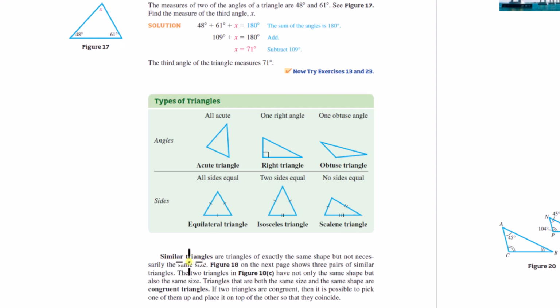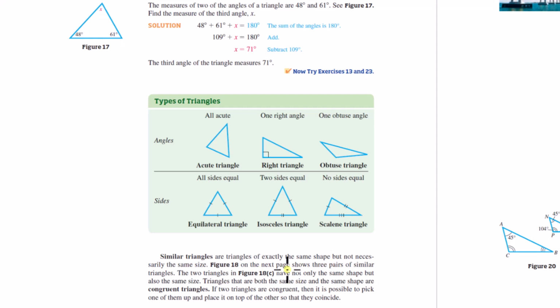All right, similar triangles are triangles of exactly the same shape, but not necessarily the same size. So they have the exact same shape, but not the same size. Or they could have the same size, and that's like if you have two triangles that are the exact same triangle, then they're congruent and similar, but that's kind of like a trivial case. But in general, if you have two triangles that aren't the same, but they're similar, then they have not the same size, but the same shape. And the way you think about having the same shape is that they have the same angles, like the corresponding angles are the same. Okay, figure 18 in the next page shows three pairs of similar triangles.